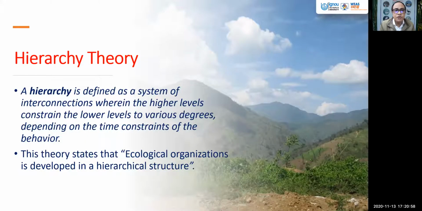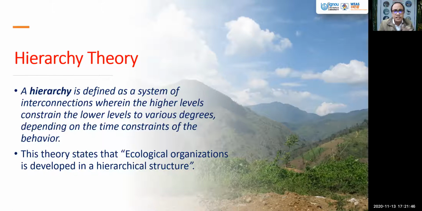In hierarchy theory, if we look at the definition, hierarchy is defined as a system of interconnection wherein the higher levels constrain the lower levels to various degrees depending on the time, constraints, or the behavior. From an ecological point of view, this theory states that ecological organizations develop in a hierarchical structure, for example from species and population. The point is that in a landscape, you will see first different populations of particular species, then microorganisms, then organisms, then plant species, then animal species. So that hierarchy exists in the landscape.